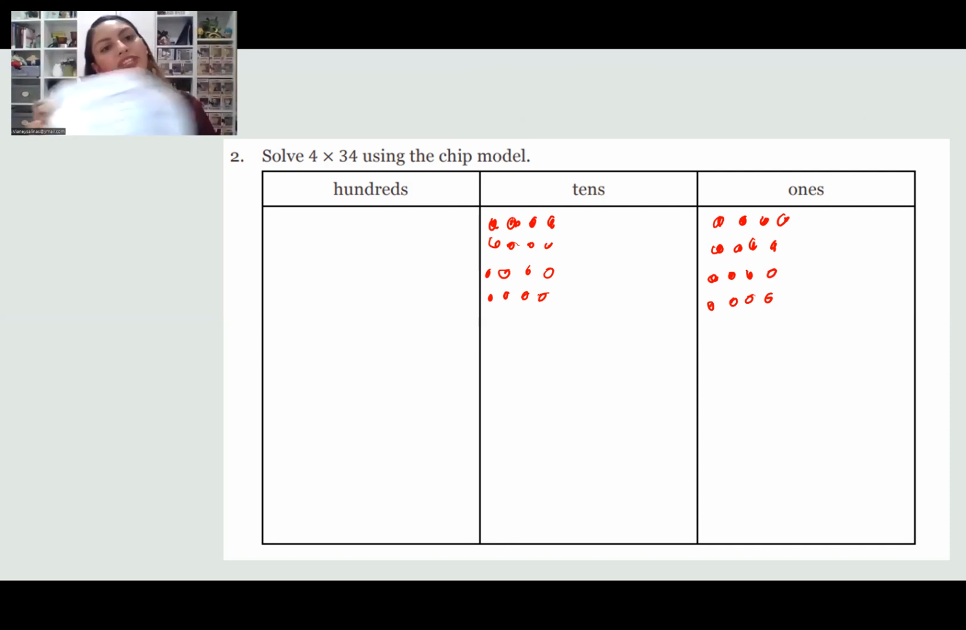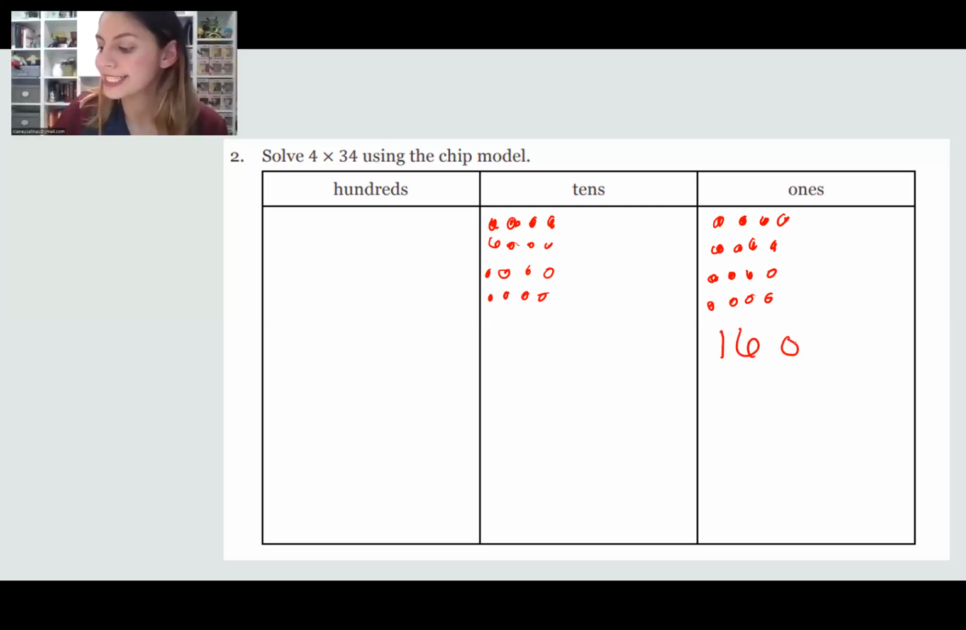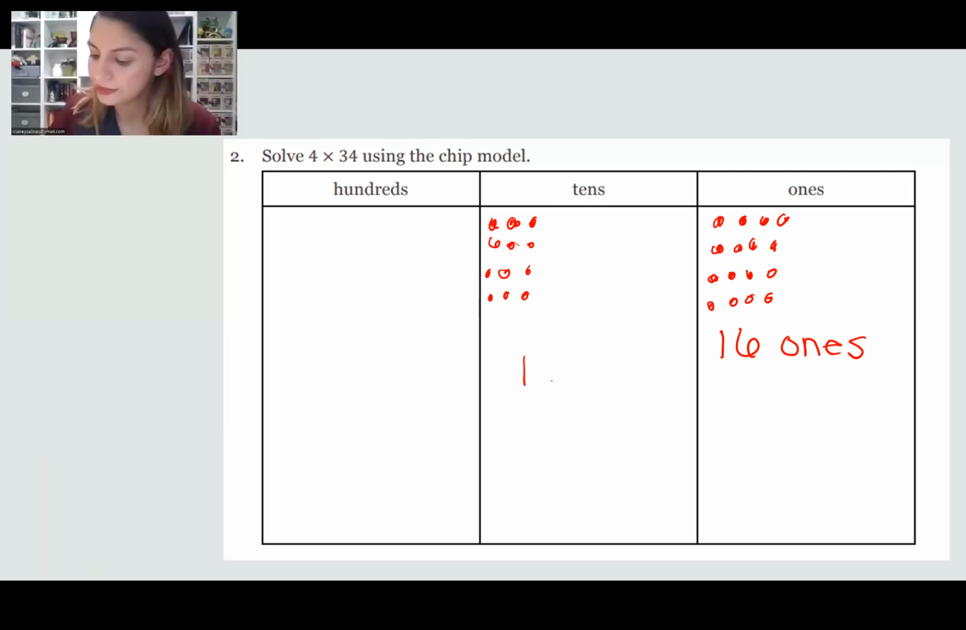So once we have our chips in our place value chart, let's go ahead and find the value of our ones. What is 4 groups of 4 ones? What is the total value? 16 ones. I'm going to go ahead and write 16 ones. And what is the value of 4 groups of 3 tens? That would give us 12 tens. Yes, 12 tens.